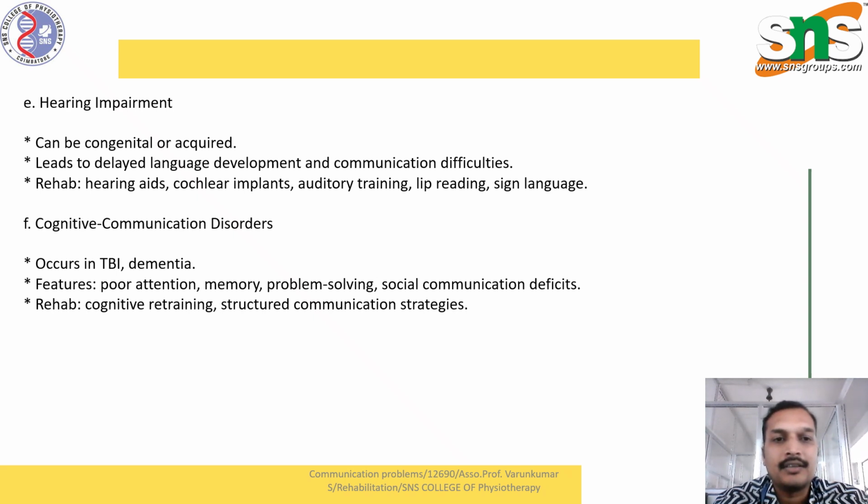Cognitive communication disorders are also one of the communication problems, occurring due to TBI or traumatic brain injury or dementia. Features include poor attention, poor memory, poor problem solving, and communication deficits. Rehab for these disorders involves cognitive retraining and structured communication strategies.